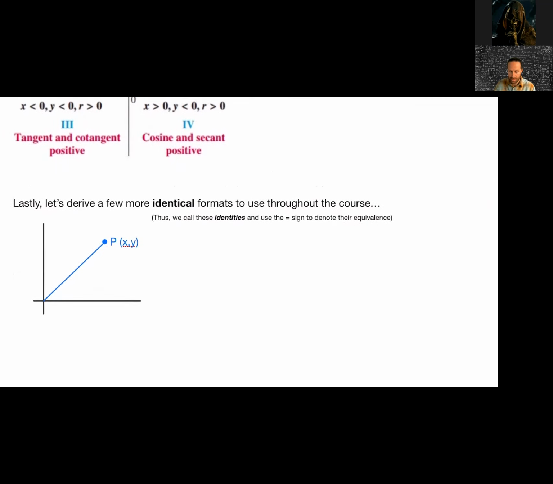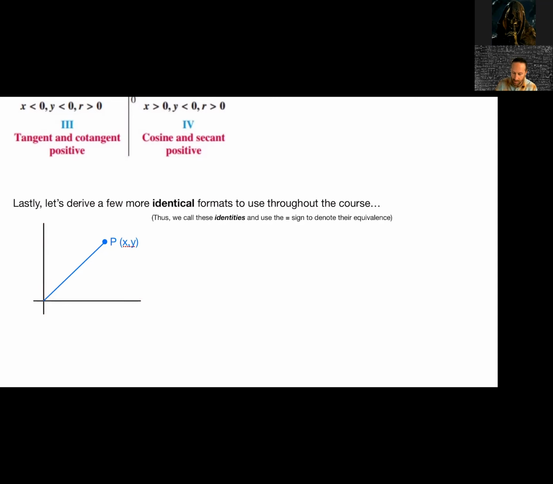So, last thing I want to do is derive a few more of these identities, or identical formats, to use throughout the course. And again, throughout, it's going to be a lot. Today's super important for us. Okay? So if I was to get to this point, and again, I'm just going to put it in quadrant one to keep it simple.